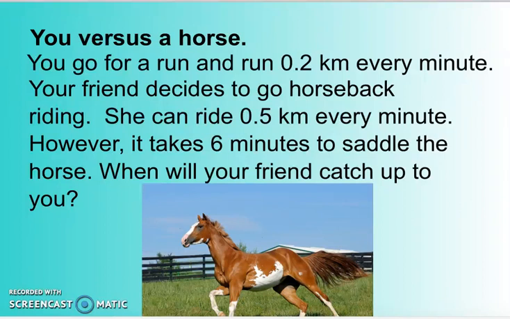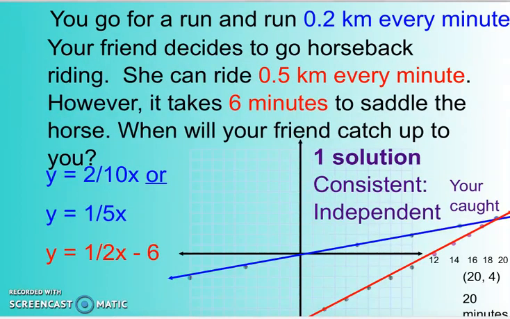You will start at 0 minutes, right away, and you will start running. Then your friend will start 6 minutes later, because she has to saddle up the horse before she starts. And so we're trying to figure out, will they ever catch up to each other? Okay, so let's look at this.